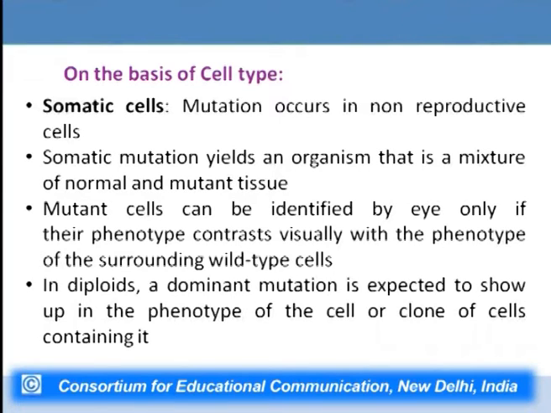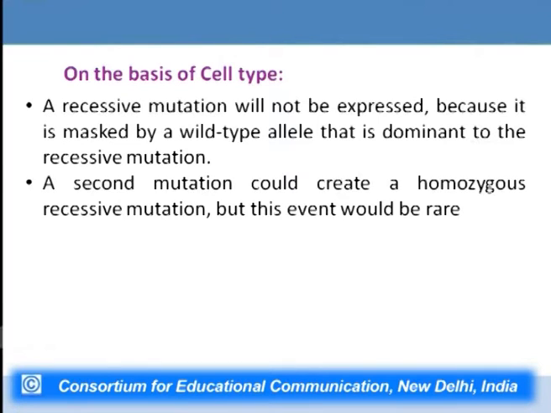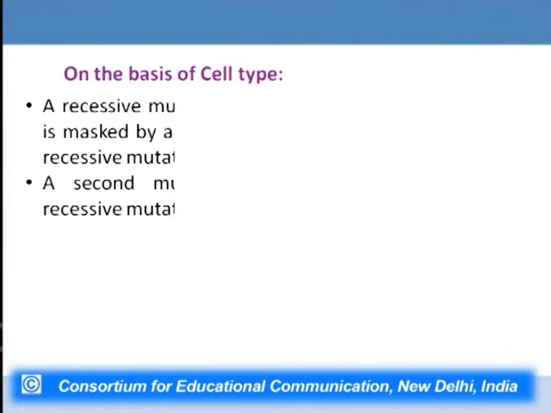Now, in diploids, a dominant mutation is expected to show up in the phenotype of the cell or clone of cells containing it, but a recessive mutation would require that the individual become homozygous before the particular phenotype is observed. And this would be a rare case, because similar type of mutation occurring at the same locus is a very rare occurrence in any organism.